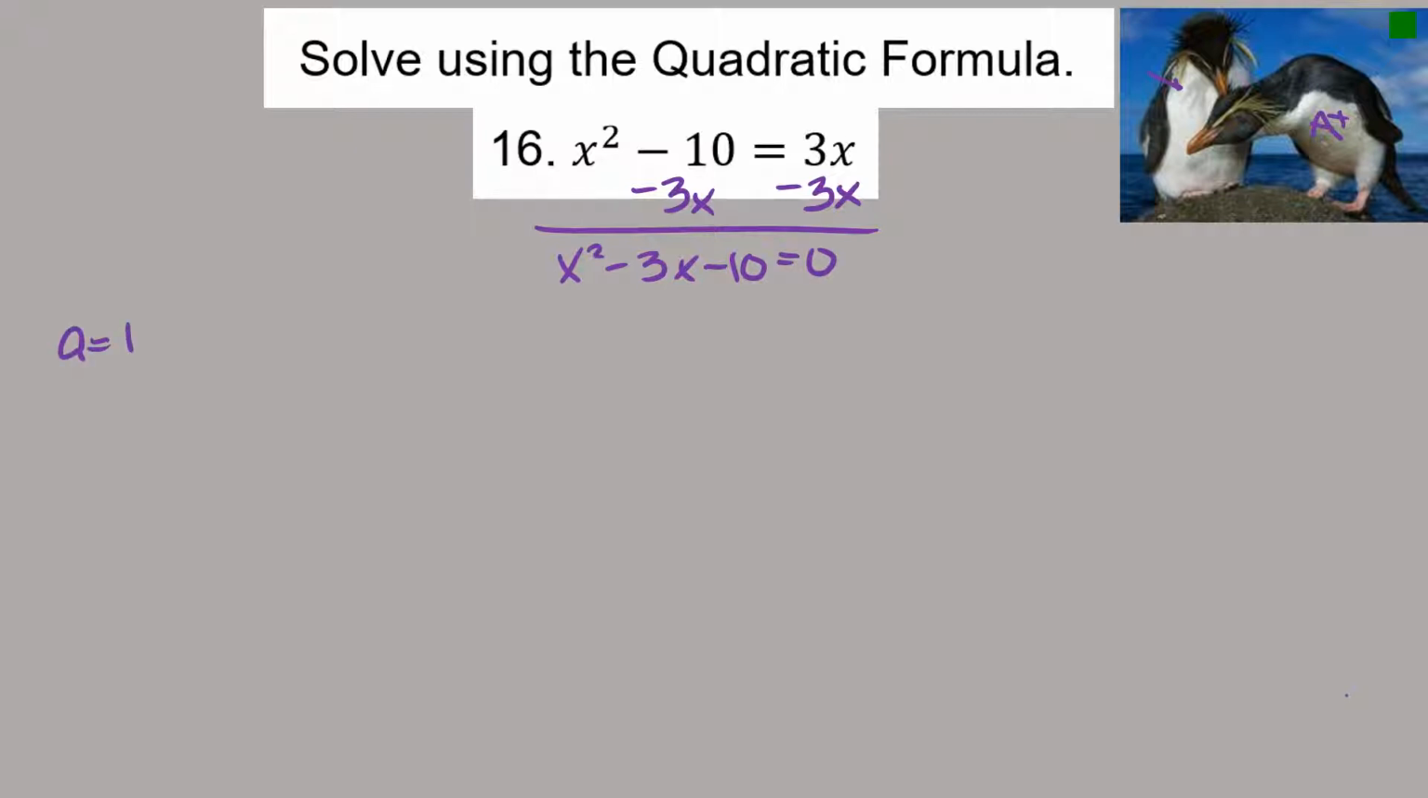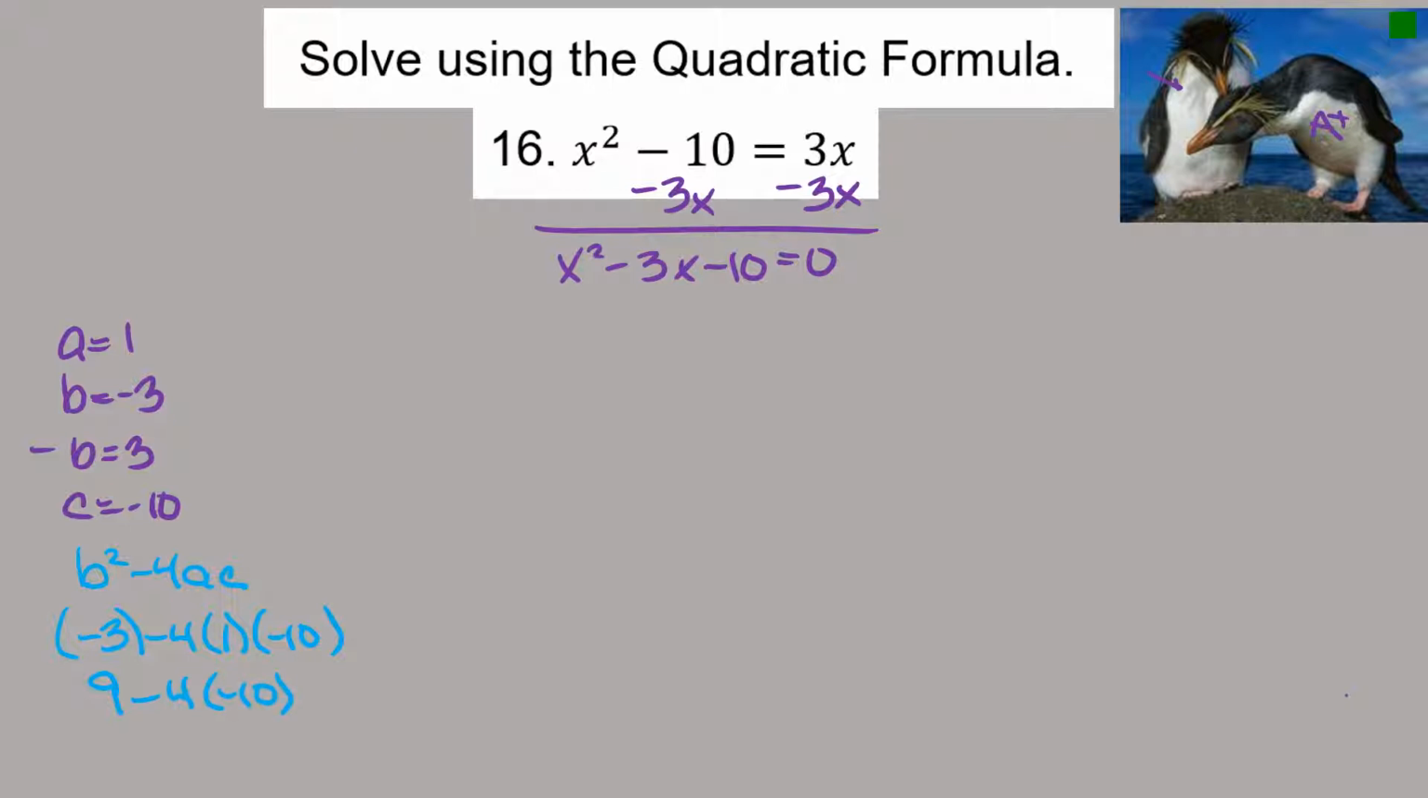A is 1. B is negative 3. Opposite of B is 3. C is negative 10. We are now going to find the value of the discriminant. B squared minus 4AC. Negative 3 squared minus 4 times 1 times negative 10. 9 minus 4 times negative 10 equals 49, which is not 64.